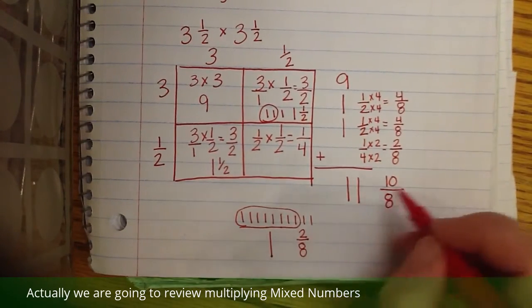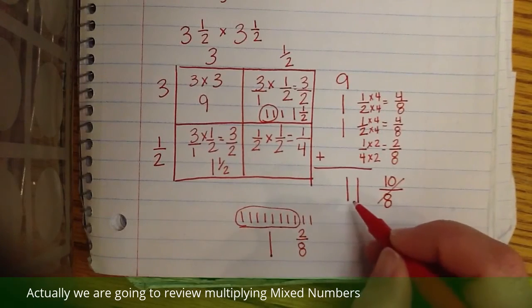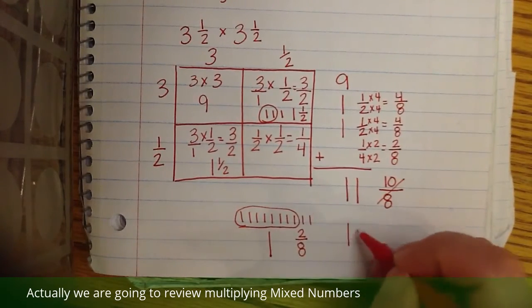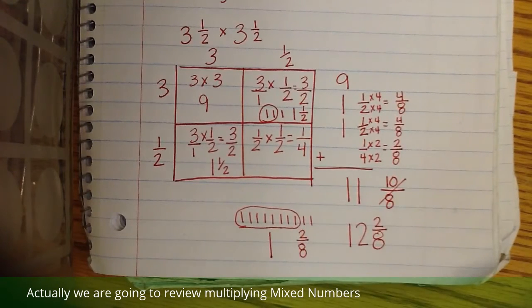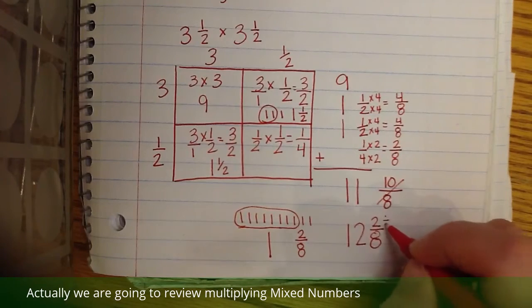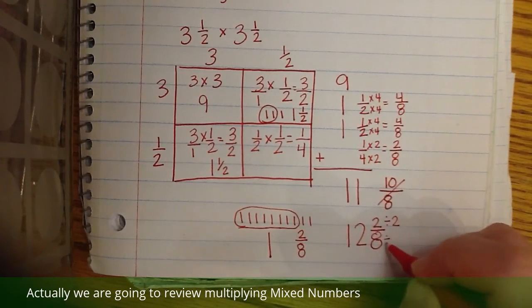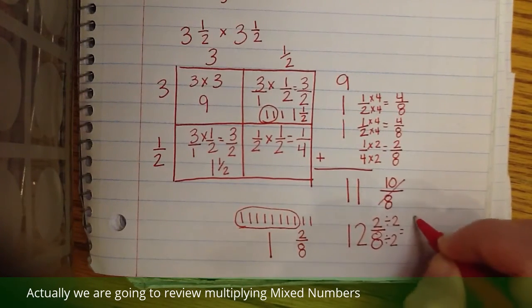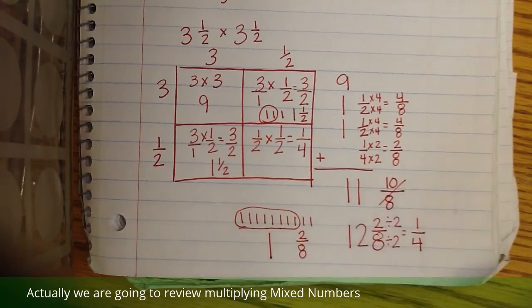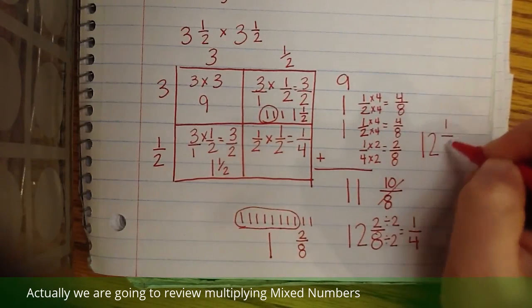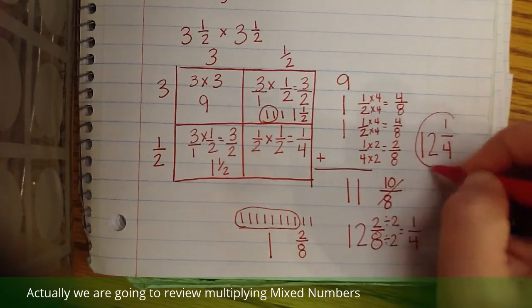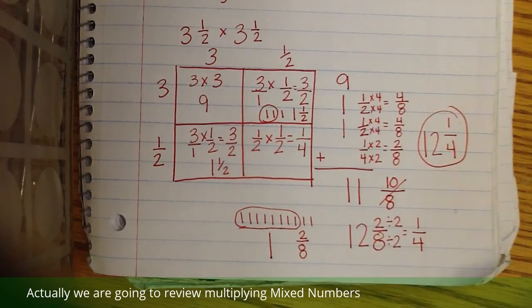So 11 plus 1 is 12 and 2 eighths. But 2 eighths is not simplified. I can divide that by 2. 2 can go into both of those. So my final answer here is 12 and 1/4.